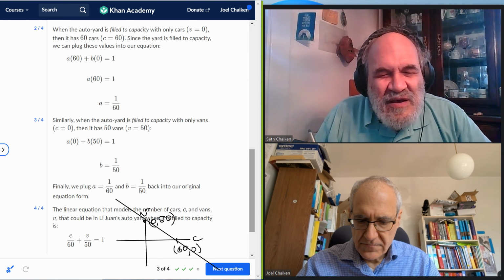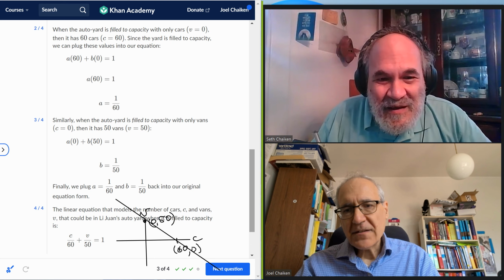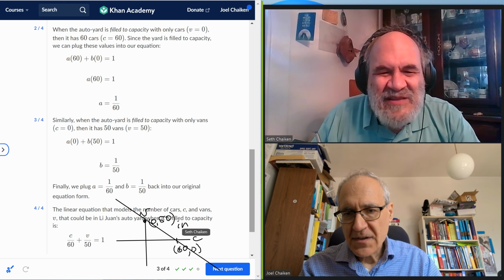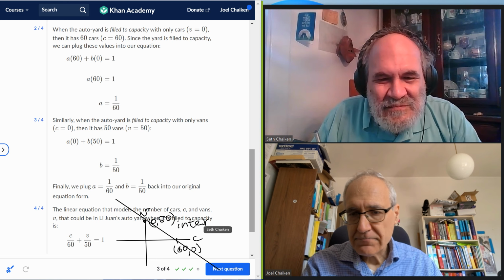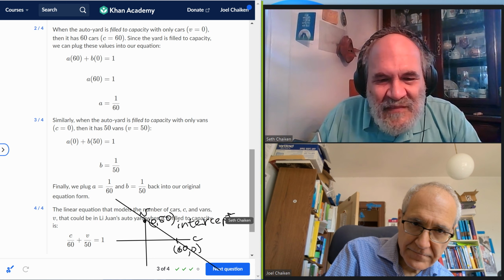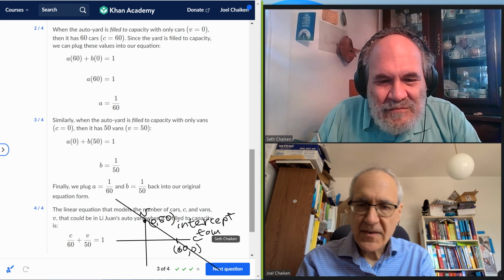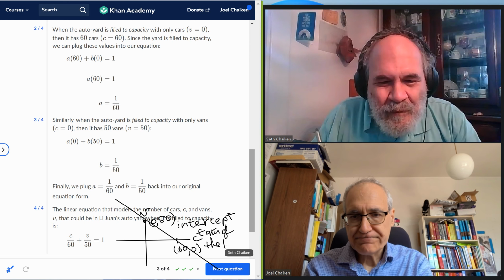This is called writing the line in intercept form. That's right, that's the classic trade-off problem, if you know the x and y intercepts. This is the intercept form of the line.